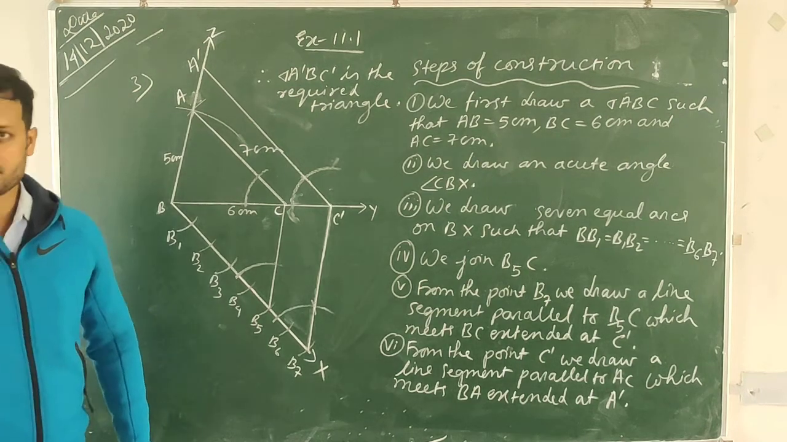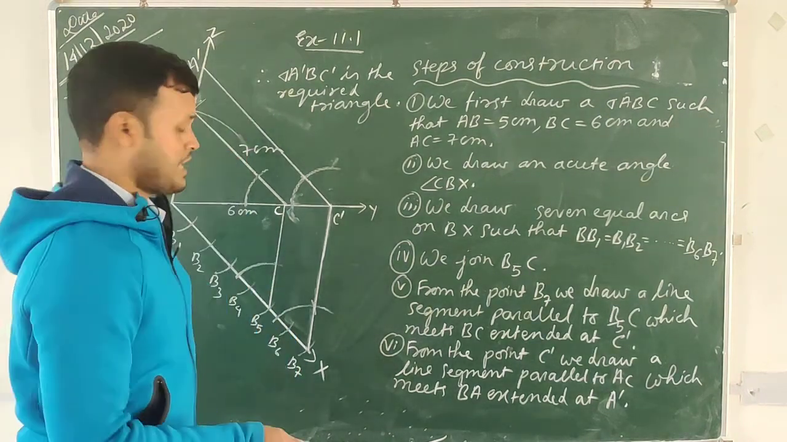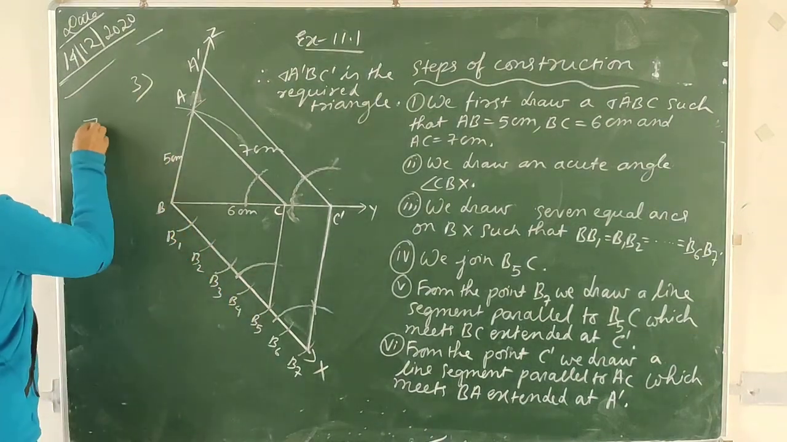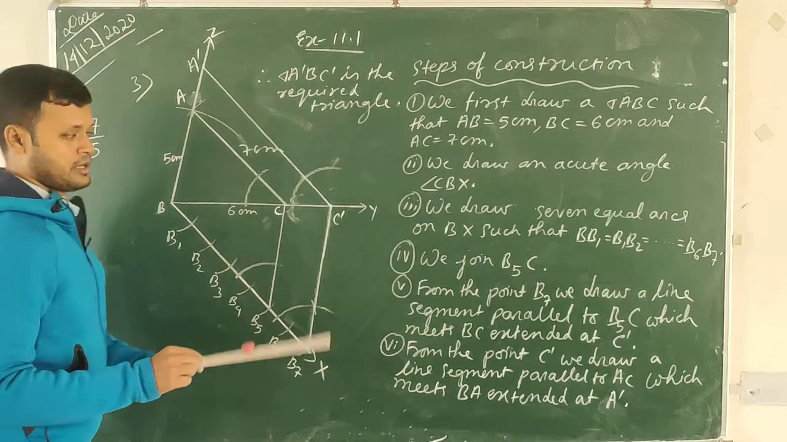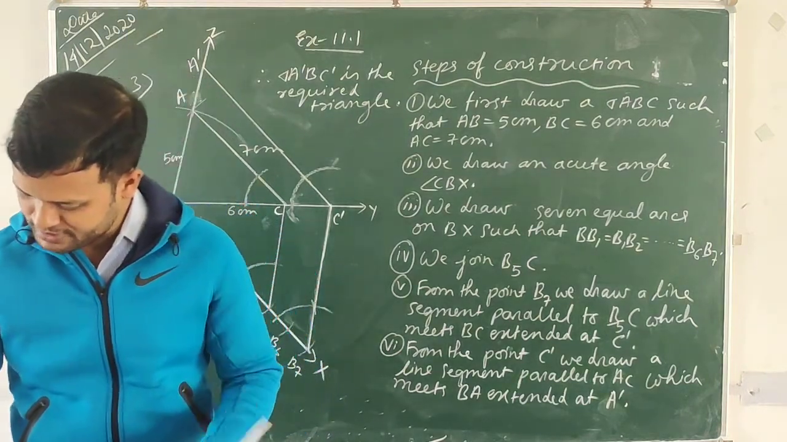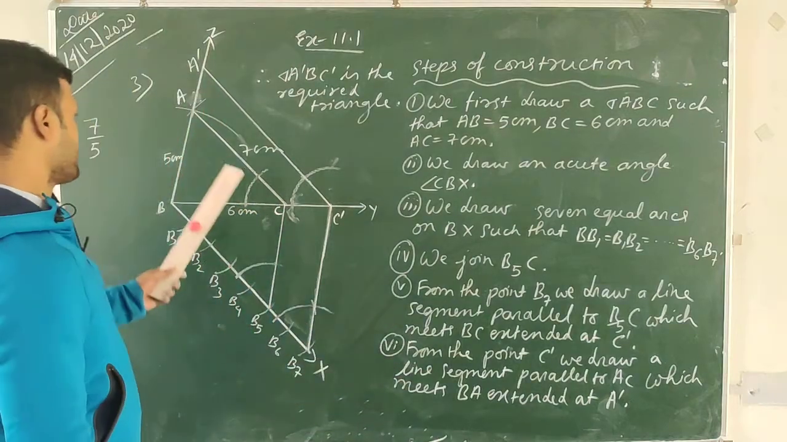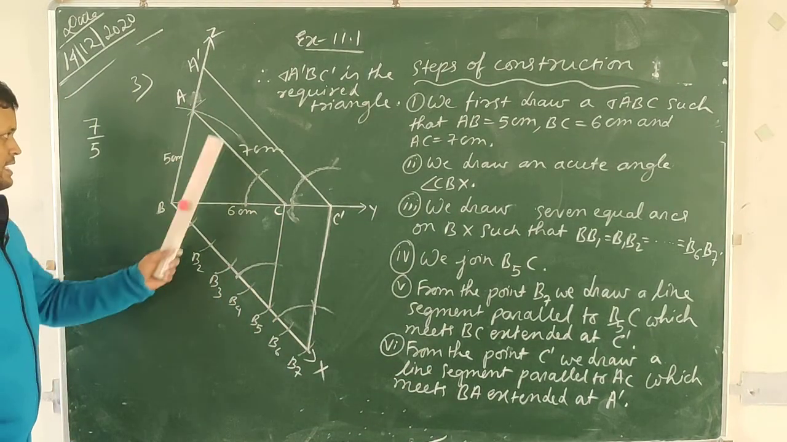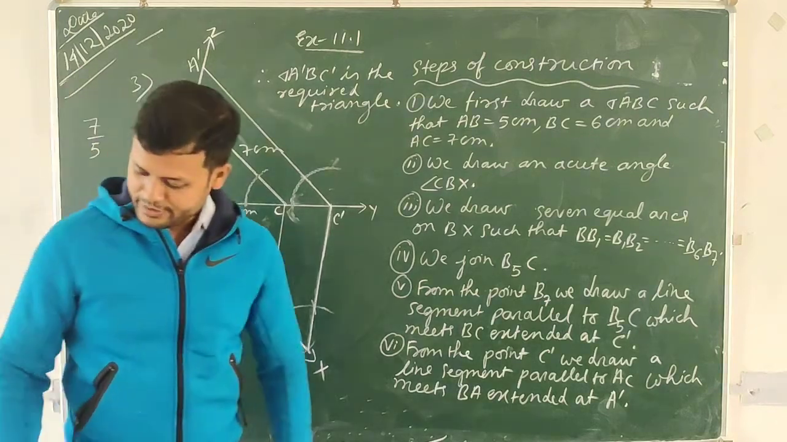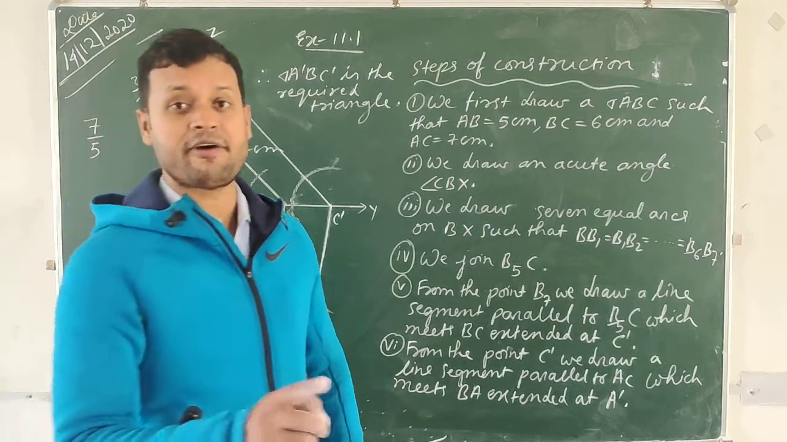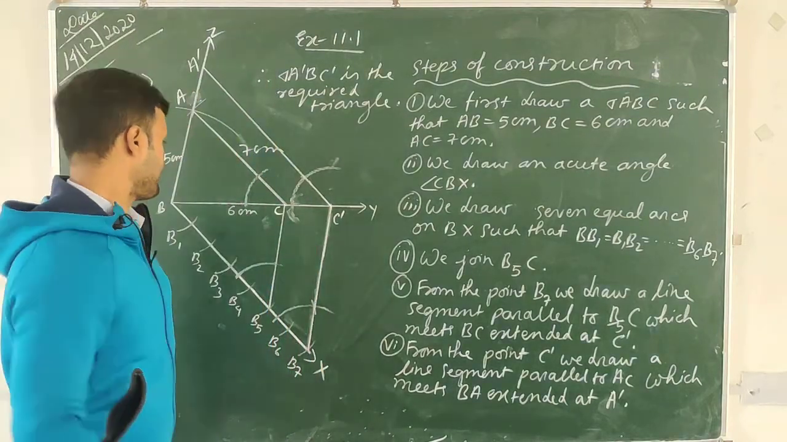So let us see this sum, students. The ratio that is given to us is 7 by 5. Okay, we have to draw a similar triangle. One triangle we have to draw whose sides are 5 cm, 6 cm, and 7 cm. So first we are drawing a triangle ABC whose sides are 5, 6, and 7. Next we need to draw a similar triangle whose sides are 7 by 5 of the corresponding sides of the triangle.